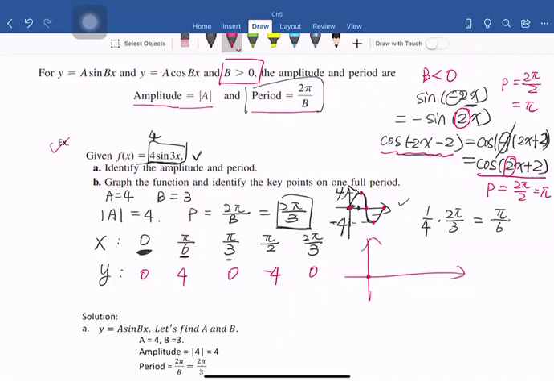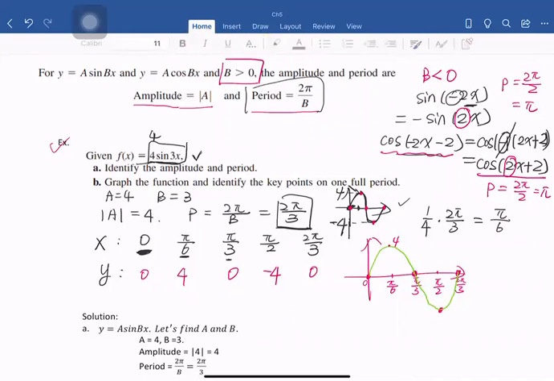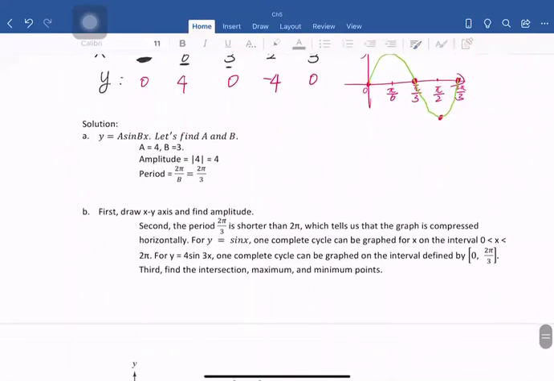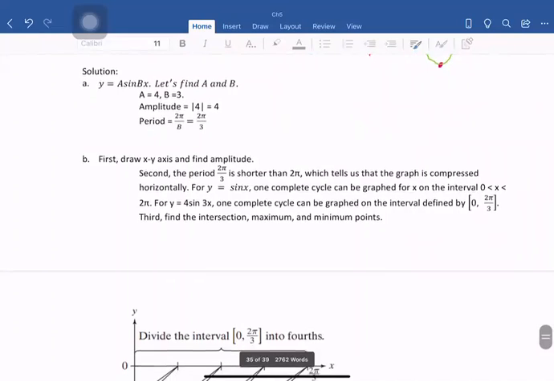0 is here. And the next point is pi over 6 and 4. The next point is pi over 3, 0. The next point is pi over 2, that's -4. The next one is 2 pi over 3, 0. And then we line them up. We got this graph. You can also read my explanation in the notes here.